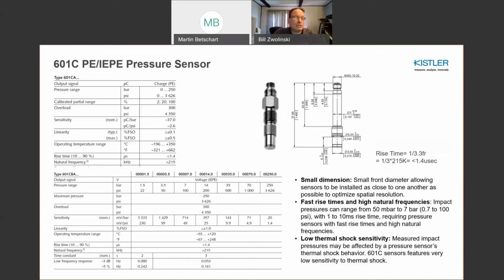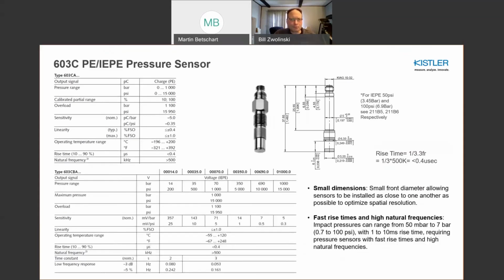And this could be on the same order of magnitude of the pressure you're trying to measure. So having a low thermal shock sensitivity sensor like the 601C really complements slamming, sloshing type measurements where you have air and water, variation of temperature. The 603C basically is the same type of construction in terms of diaphragm size, but also fast rise times, even faster because it's nearly 500 kilohertz of bandwidth. So this is used for much higher pressures, up to, say, 15,000 psi or 1,000 bar.